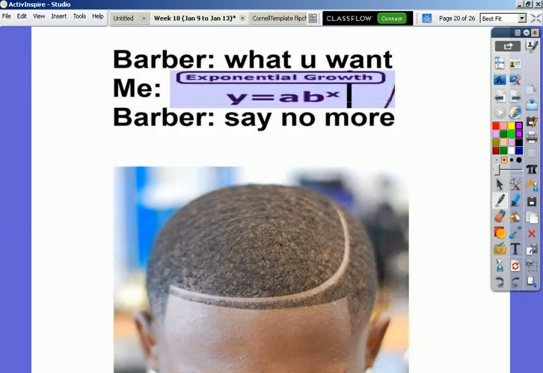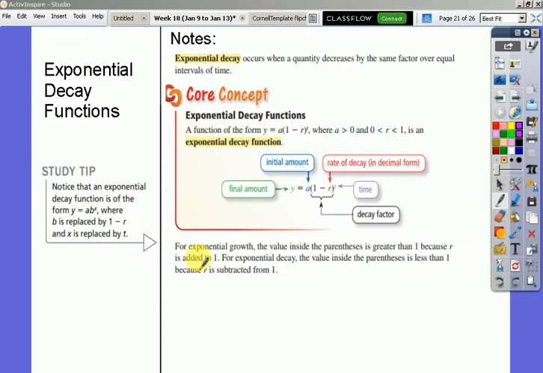Oh, I found this online. So if you're watching, we are now transitioning from growth to decay. It says exponential decay occurs when a quantity decreases by the same factor over equal intervals of time.